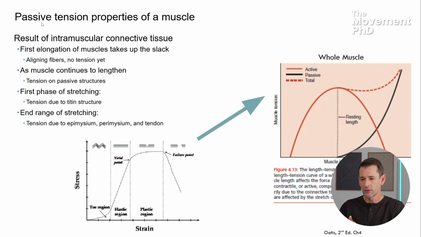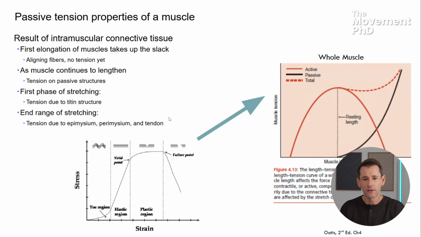So as we first elongate a muscle from shortened to lengthened, the very first part of that tension on that connective tissue is just going to align the fibers. So at rest, those connective tissues have a little bit of a wave in them. That initial tension on that connective tissue just aligns those fibers. No tension yet. As we continue to lengthen the muscle and put tension on that connective tissue, that tension generates the first part in the elastic region, then through our plastic region. Hopefully we don't get to the very end range. So we'll talk about the stress-strain curve in a bonus episode in the coming weeks.